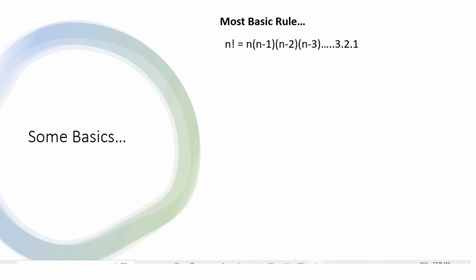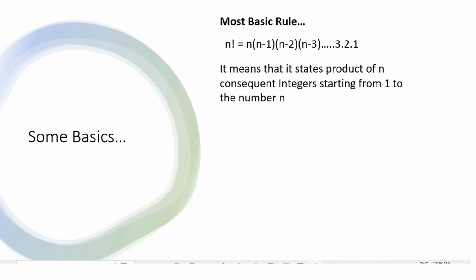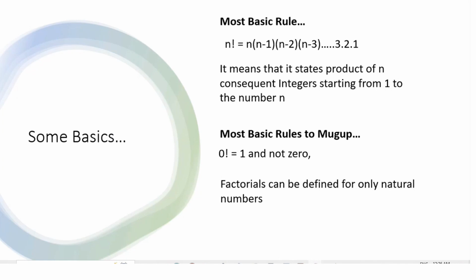So if I just give you an example of 10, what is 10 factorial? 10 into 9 into 8 into 7 and so on till 1. So n factorial denotes the product of n consecutive integers starting from 1 to n. There is a basic rule which you need to mug up, that is 0 factorial is 1 and not 0. Factorials can be defined only for natural numbers and not non-natural numbers.